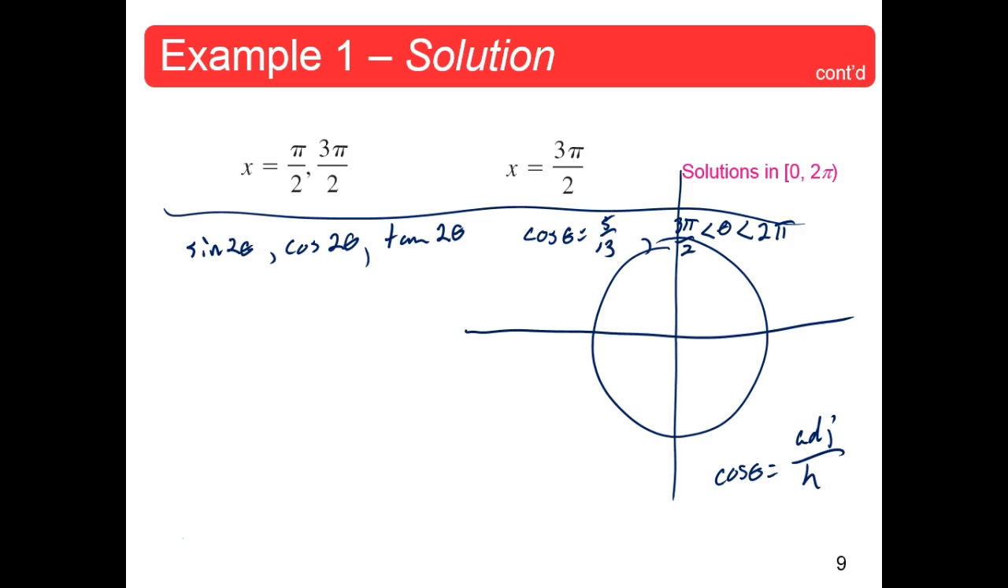Think kind of reference angles here. Remember those? I'm going to cheat a little bit, and I might not be correct, but sort of. There's our theta, right? Fourth quadrant.